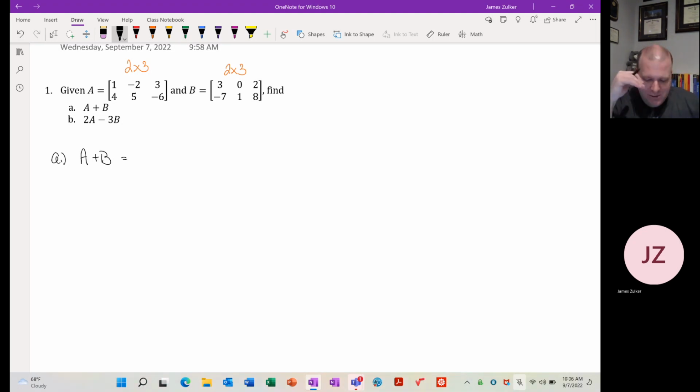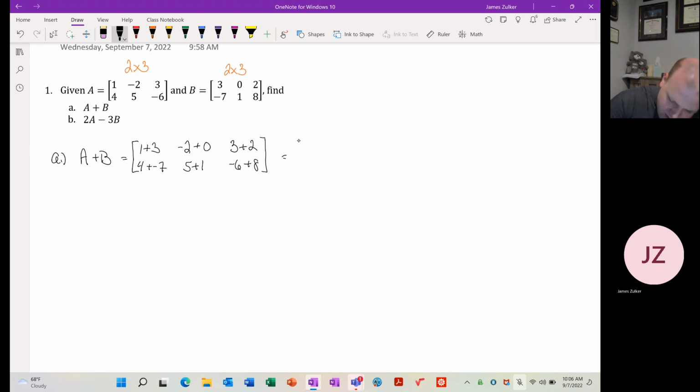Right? So to add two matrices together, all we do is add the corresponding entries. In other words, we add the 1, 1 entries, add the 1, 2 entries, add the 1, 3 entries, and then add the 2, 1 entries, the 2, 2 entries, and the 2, 3 entries. Right? And so there is a plus b.